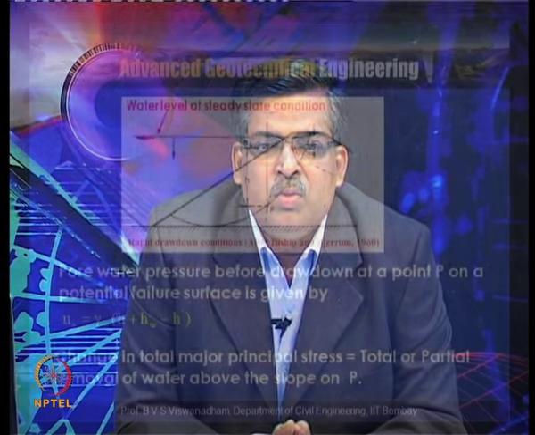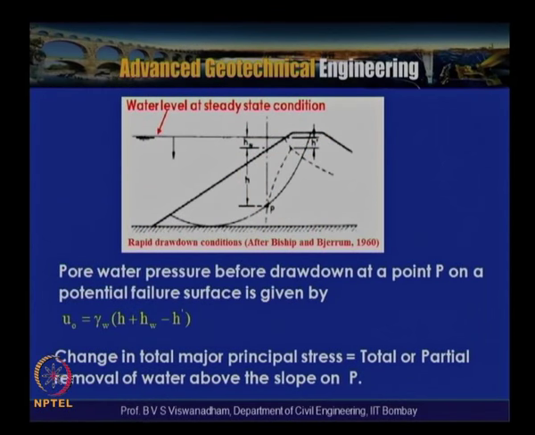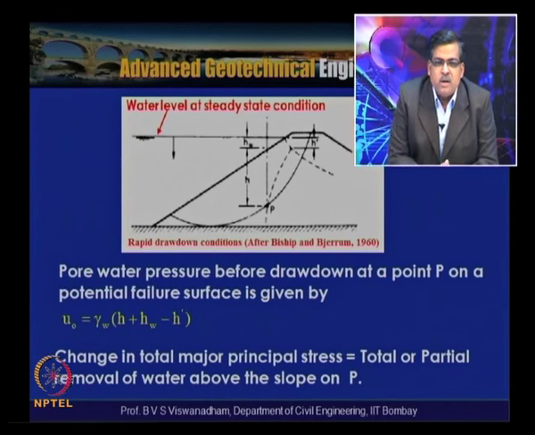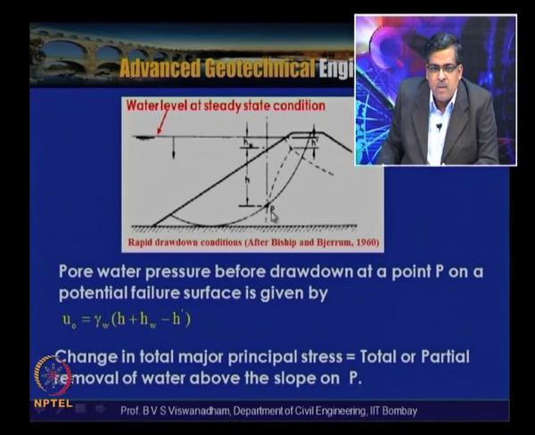In this slide, let us consider the analysis pertaining to the rapid drawdown condition. Consider a slope after Bishop and Morgenstern 1960, which is a dam or a reservoir. This is the water level in steady state condition, this is the potential failure surface, this was the initial hydrostatic water level, and this can be a phreatic surface after a certain drawdown.